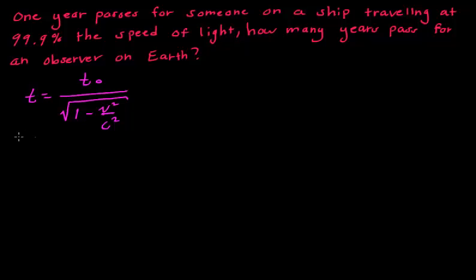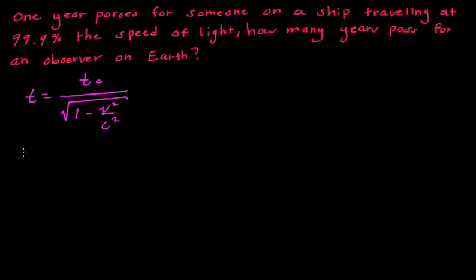So, when we recall our time travel formula, we know that the time on Earth equals the time of something, the something we're dealing with in this case is the ship, over the square root of 1 minus the velocity of that something over the speed of light constant squared.